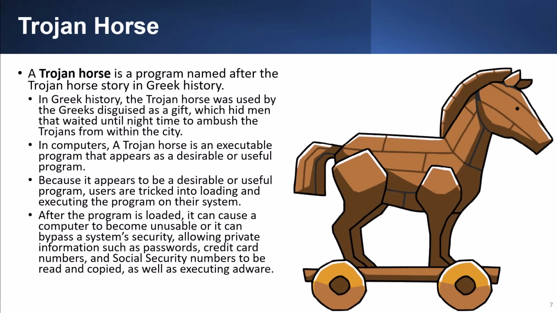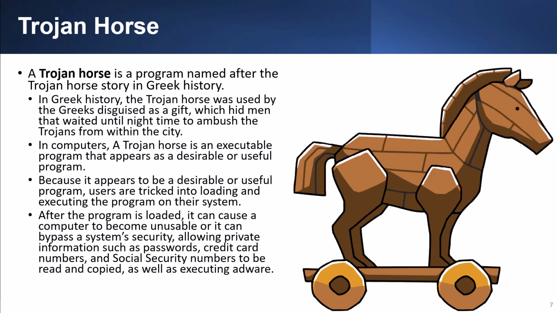A Trojan horse is a program named after the Trojan horse story in Greek history. In Greek history, the Trojan horse was used by the Greeks disguised as a gift which hid men that waited until nighttime to ambush the Trojans from within the city. In computers, a Trojan horse is an executable program that appears as a desirable or useful program.